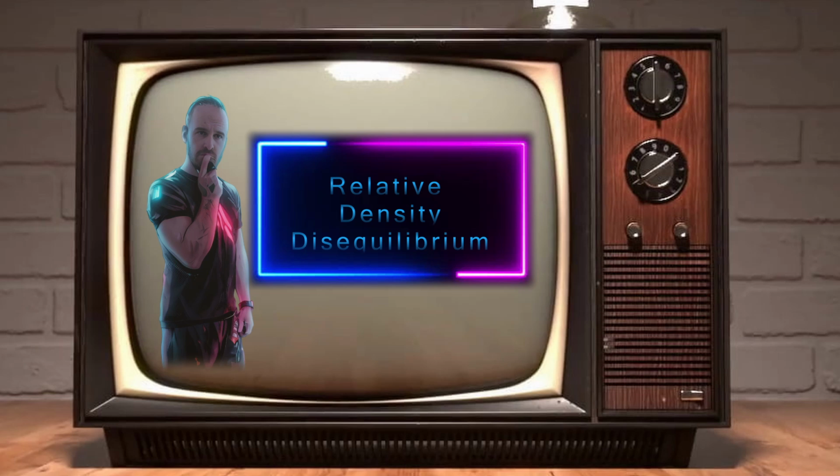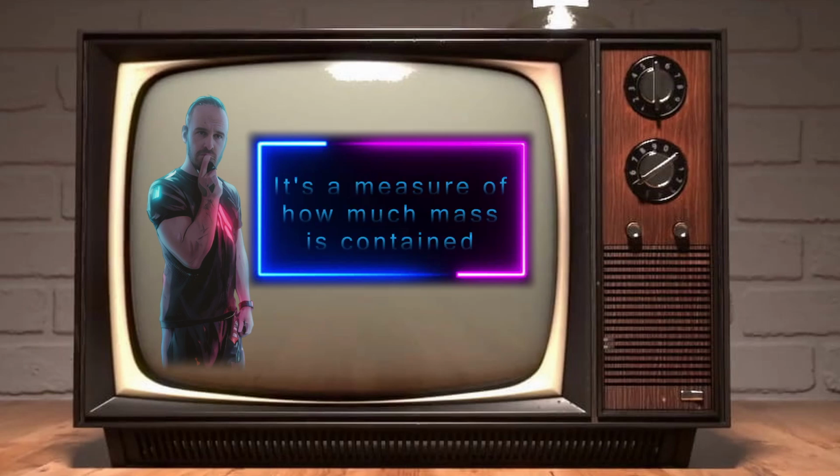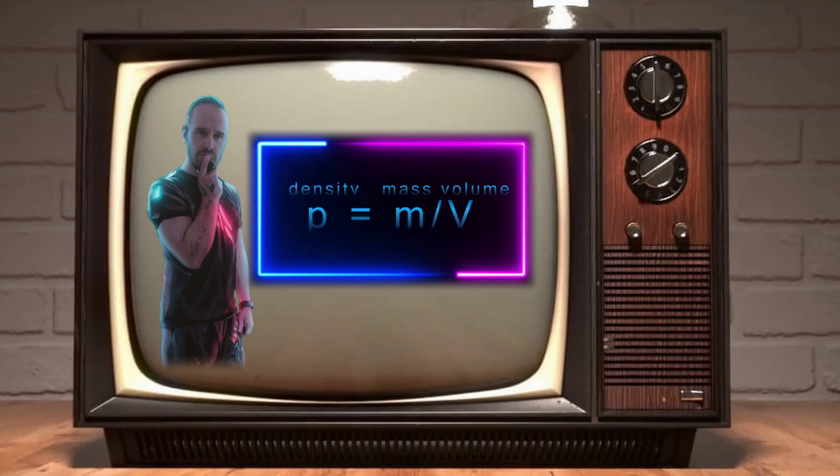Now, how does this relate to density? Let's find out. The teacher writes on the whiteboard again. She says, density is defined as the mass per unit volume. It's a measure of how much mass is contained in a given volume of a substance. The formula for density is, and the teacher writes down the formula.